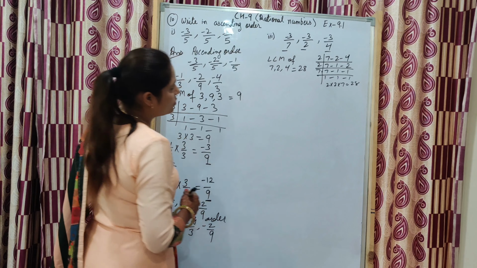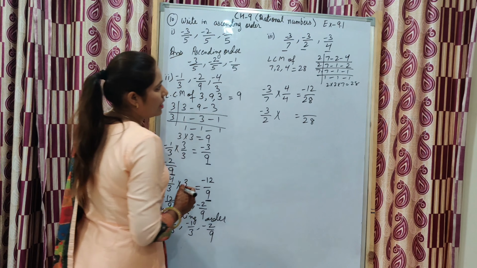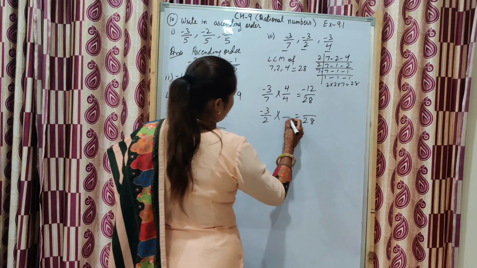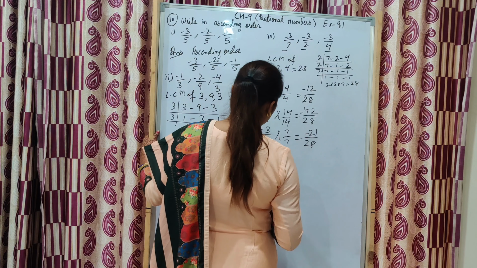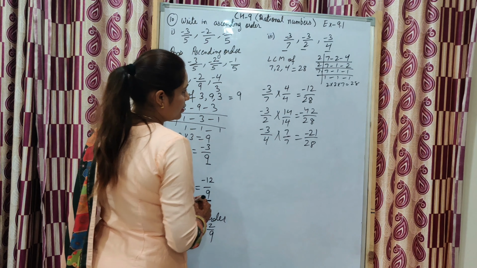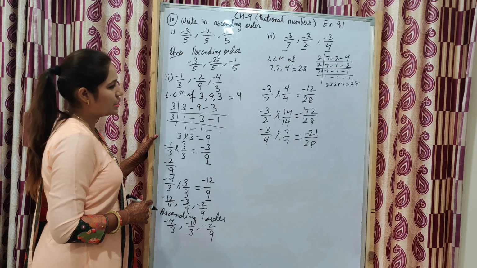Now minus 3 upon 2, I will multiply by 14 to get the denominator 28. So multiply 14 into 3, that is minus 42 upon 28, then minus 3 upon 4. Again I have to make the denominator the LCM. So now I have to observe from these numbers which one is the greater.